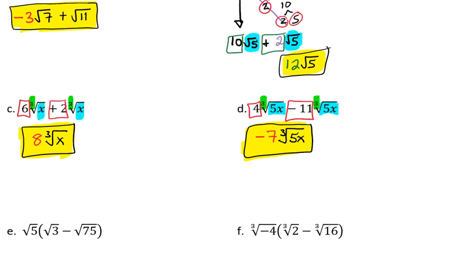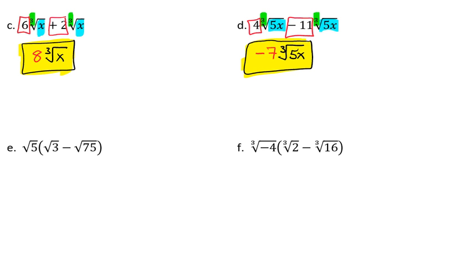Let's talk about multiplication. So in this problem, we have the square root of 5 times the square root of 3 minus the square root of 75. So in this case, we're going to distribute. So square root of 5 times the square root of 3 gives us the square root of 15. And the square root of 5 times the square root of 75 is going to give us the square root of 375. So minus the square root of 375. And now we're going to try and break down our 375. If we break down a 15, we just get a 3 and a 5, which doesn't break down any farther.